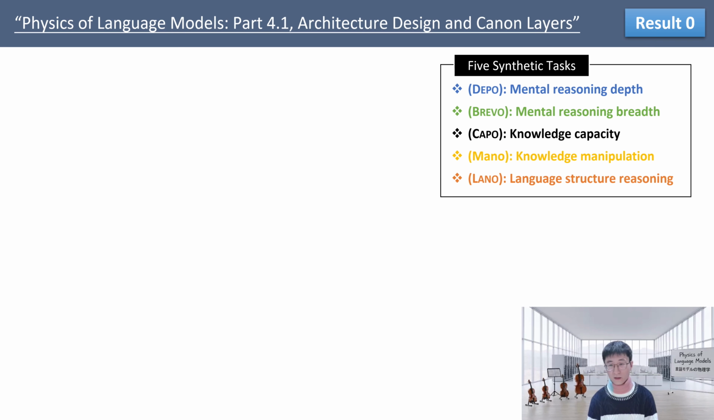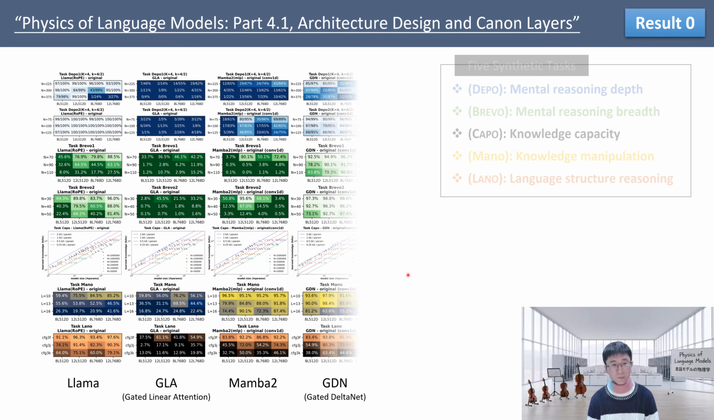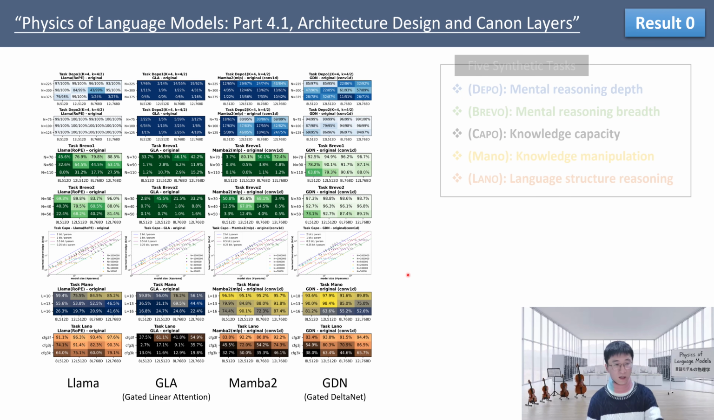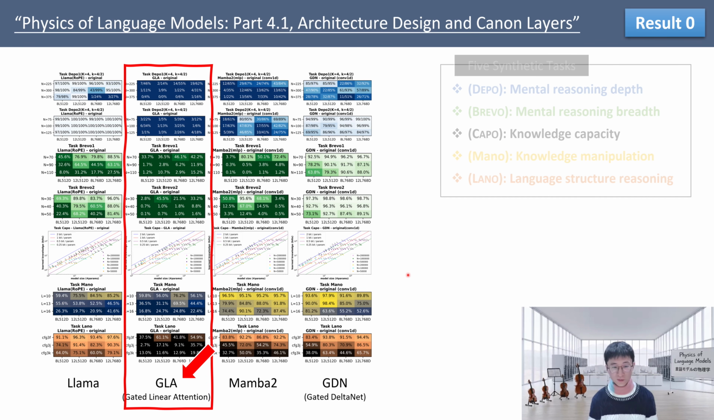Before I conclude today's talk, let me show you at least 1 result that uses this synthetic playground. How can we compare, for instance, Llama versus linear attention versus Mamba2 or versus GDN? Okay, so here is the result. You can already read some very interesting things. Number 1 is that you really don't want to use linear attention. Linear attention performs pretty badly almost everywhere.